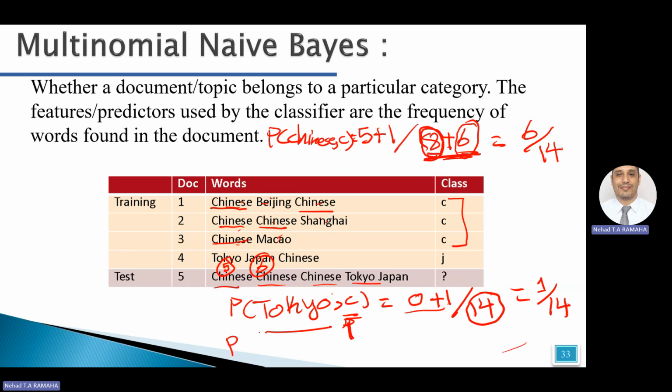What else? We need to calculate the probability of Japan with category C. How many times do we have Japan here? 0, plus 1, divided by 14. We already calculated it: it's 8 plus 6. So it's equal to 1 divided by 14. Okay, let's continue now.